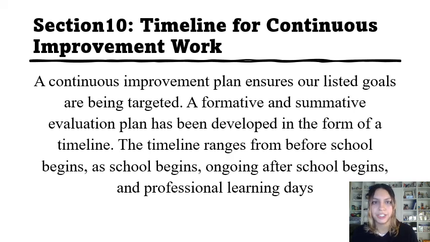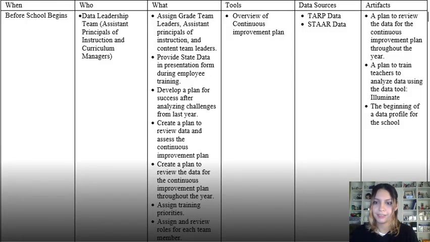Last but not least, we have our Section 10, the timeline for continuous improvement. A continuous improvement plan ensures our listed goals are being targeted. A formative and summative evaluation plan has been developed in the form of a timeline. So we do have a timeline already set in place. The timeline ranges from before school even begins, as school begins, ongoing, after school begins, and professional learning days. An example of this timeline is as follows.